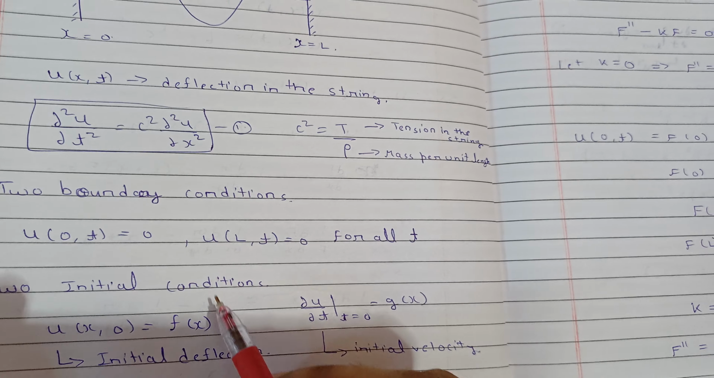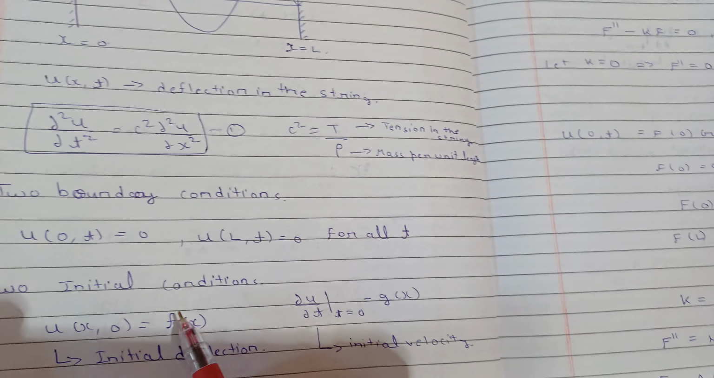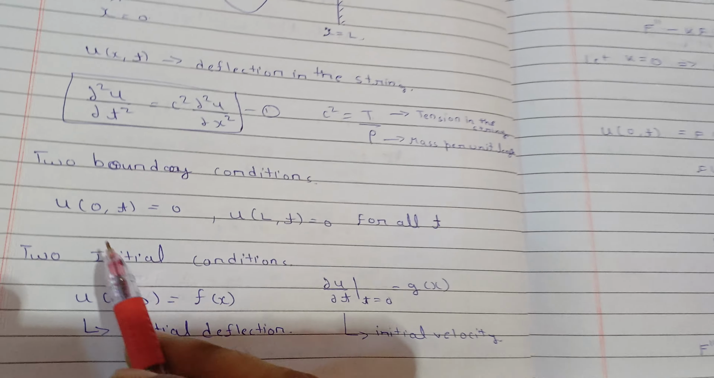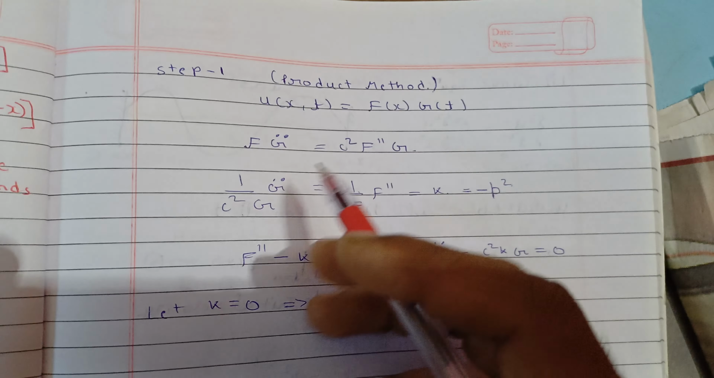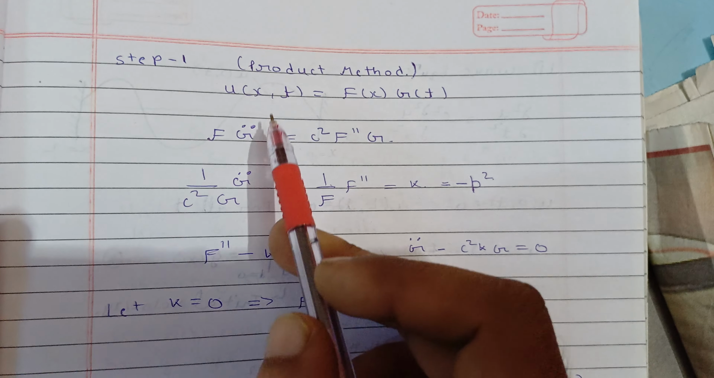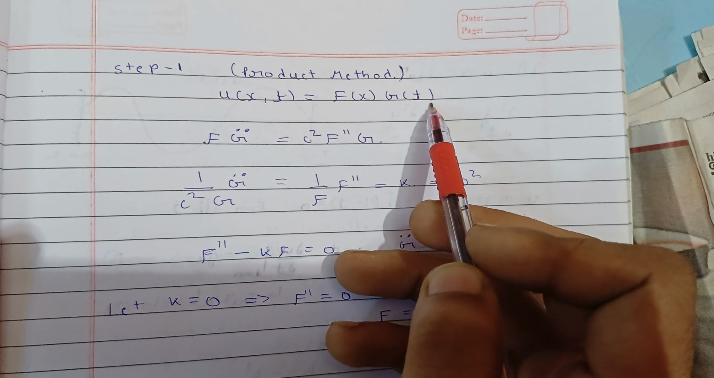First we will use the product method to find the solution. Then we will use the initial condition and boundary conditions to find the constants. So let's see. Step 1 is the product method. Assume u(x,t) as the product of f and g.